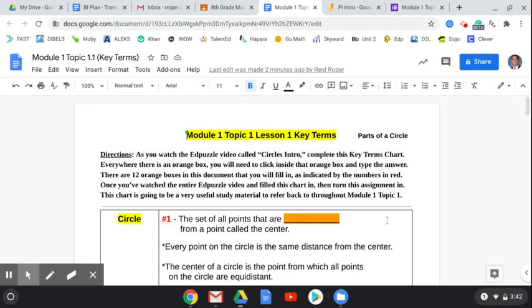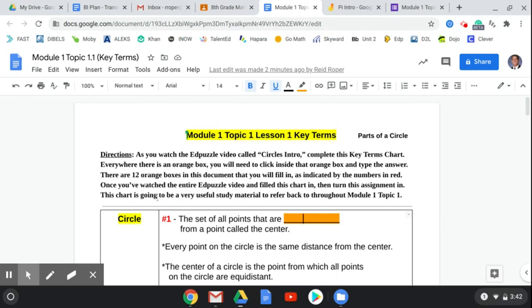Okay, in this lesson, we will discuss circles. As you watch this video, be sure you complete this key terms chart. Everywhere there's an orange box, you need to click inside of the box and type your answer. There are 12 of these orange boxes throughout the document that you'll fill in. And once you've watched the entire video and filled out this chart, then you'll turn the assignment in.